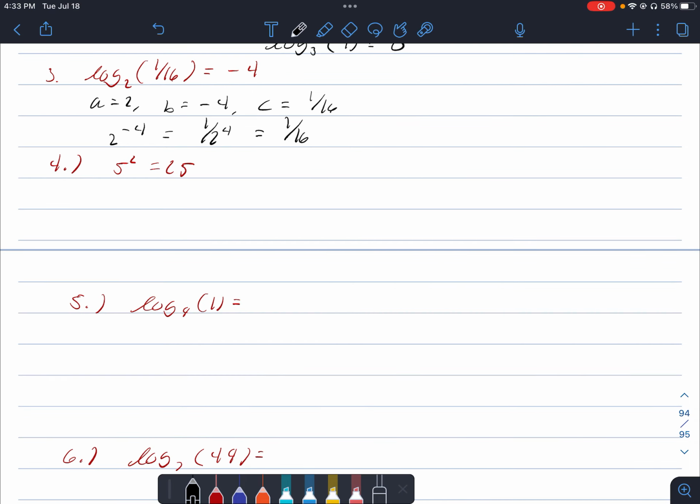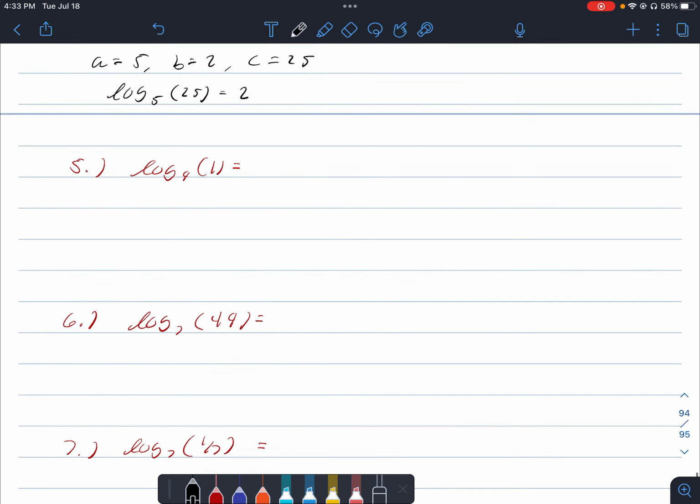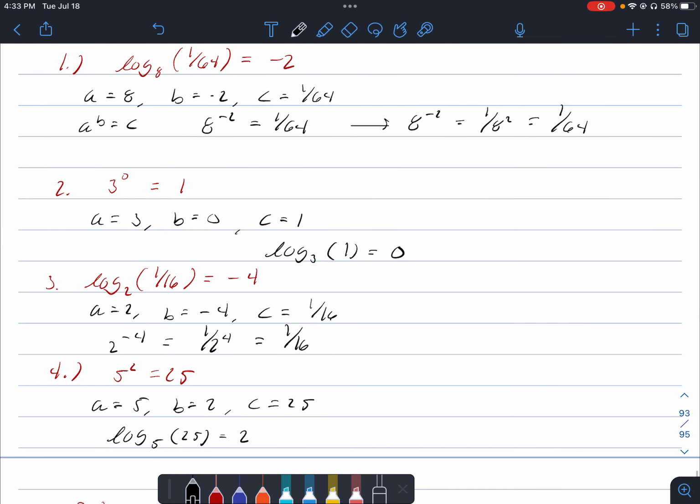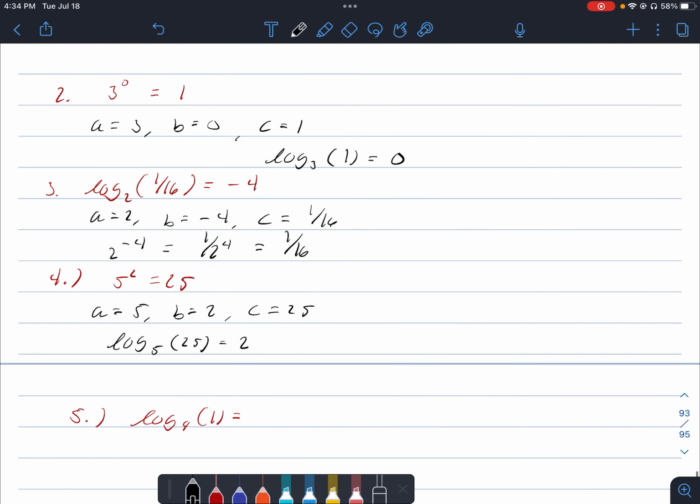How about this one? We have 5 to the 2 is equal to 25. 5 squared is equal to 25. Can we write this as a logarithm? Here we have a is equal to 5, b is equal to 2, and c is equal to 25. So we can have log base 5 of 25 is equal to 2. All right, so we can see that we can go back and forth quite easily between exponential form and logarithm form.